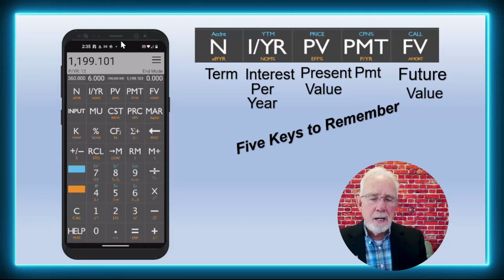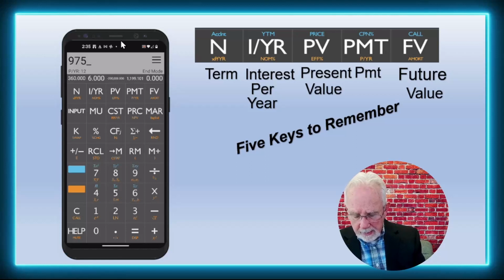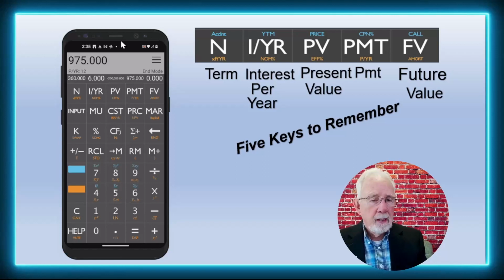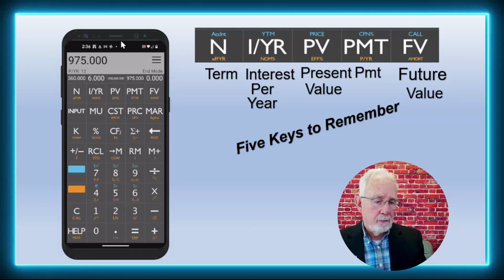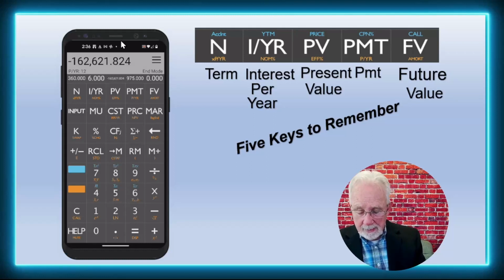get these questions. The buyer will say, I can't afford $1,200 a month. About all I can afford would be $975 a month. Now, what would you do with that? Well, we just hit $975 and hit payment. And now we got to either solve for an interest rate or a term or a present value. So let's just hit PV.